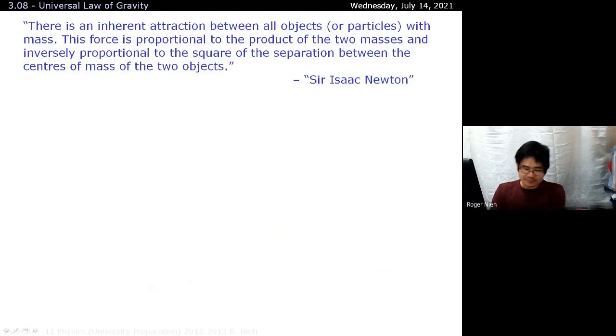Okay, so this is a statement from Sir Isaac Newton, during the last few years of his life. He said this: there is an inherent attraction between all objects or particles with mass. This force is proportional to the product of the 2 masses and inversely proportional to the square of the separation between the center of mass of the 2 objects. Sir Isaac Newton, quote unquote.